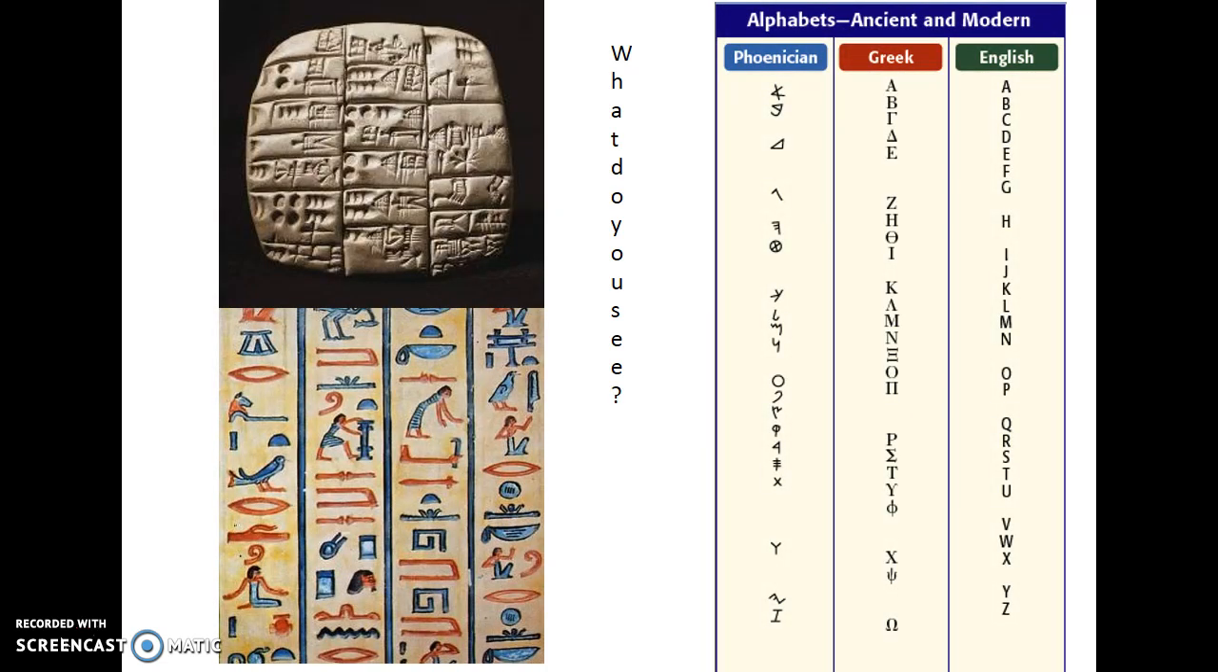Okay, looking at these pictures, the question asked is, what do you see? These are all different types of writing, but you can see some differences. In the top left is cuneiform. The bottom left is Egyptian hieroglyphics. And then you can see the Phoenician alphabet there to the right.